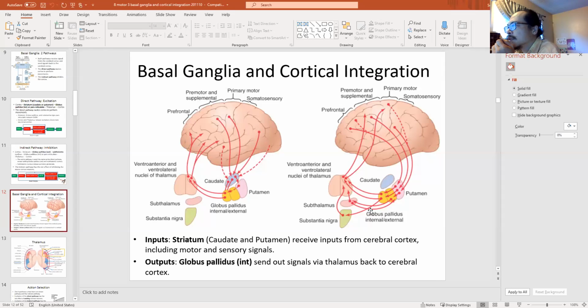Or it could be, this one shows you both, the substantia nigra. This could be the indirect pathway: the cortical signal is sent to the striatum, including caudate and putamen, then sent to the external, to the subthalamic nucleus, then back to the internal, and then the internal is sent to the thalamus, to the brain.